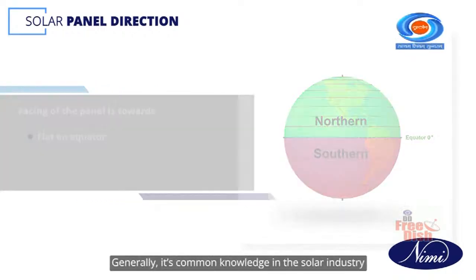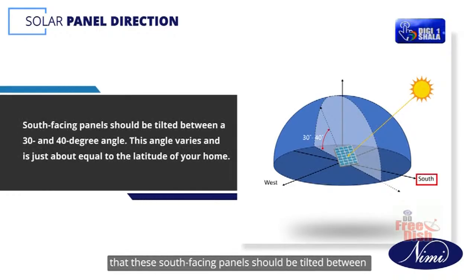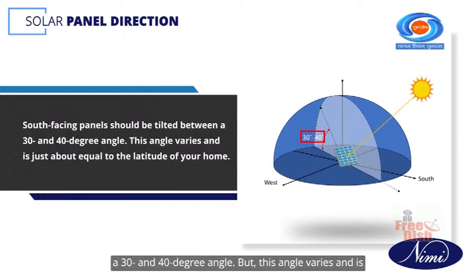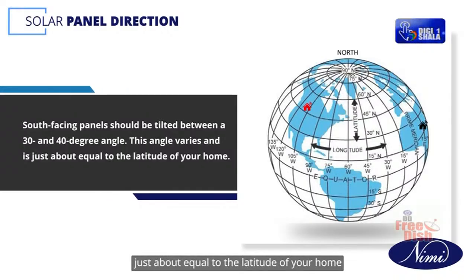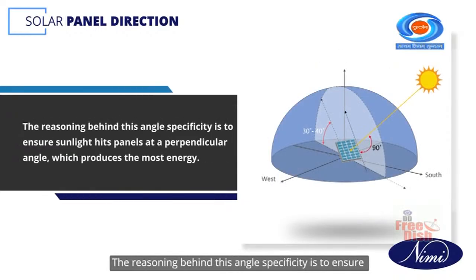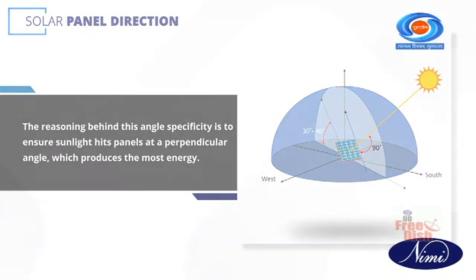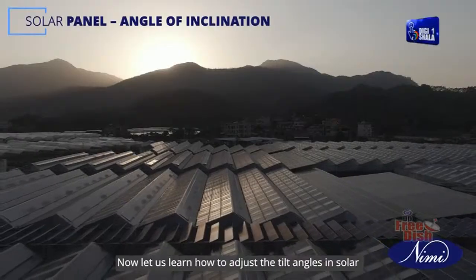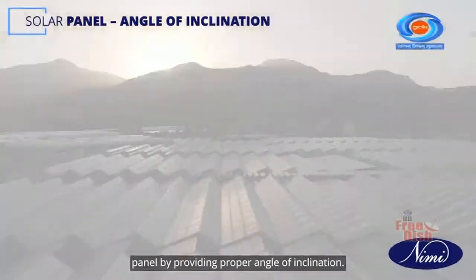Generally, it's common knowledge in the solar industry that these south-facing panels should be tilted between a 30 and 40 degree angle. But this angle varies and is just about equal to the latitude of your home, how far north you are in relation to the equator. The reasoning behind this angle specificity is to ensure sunlight hits panels at a perpendicular angle which produces the most energy. Now, let us learn how to adjust the tilt angles in solar panel by providing proper angle of inclination.